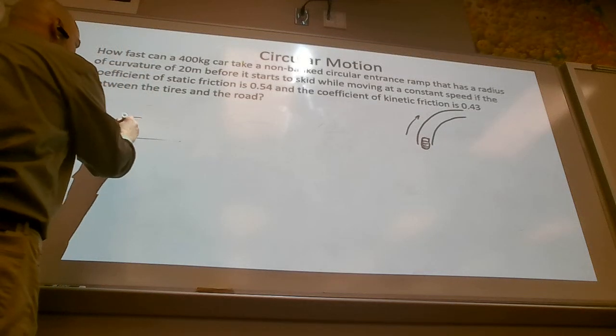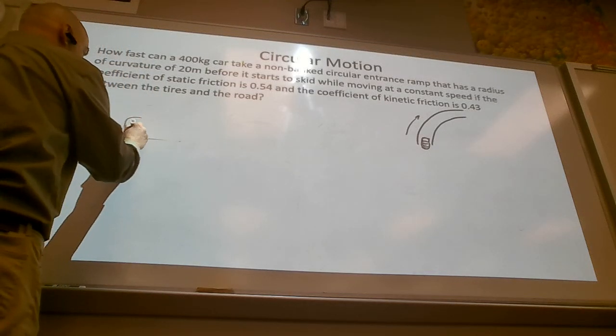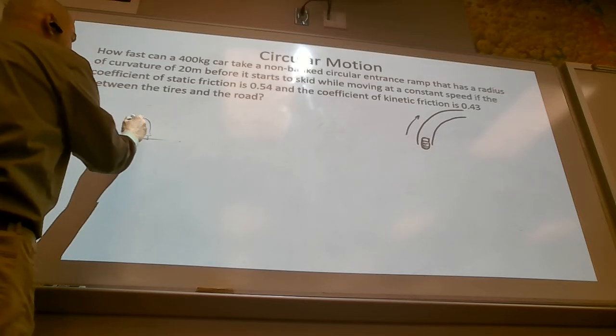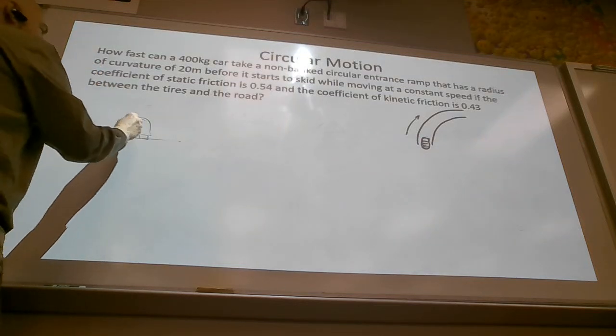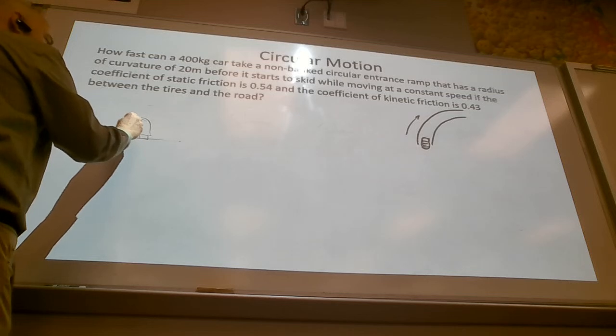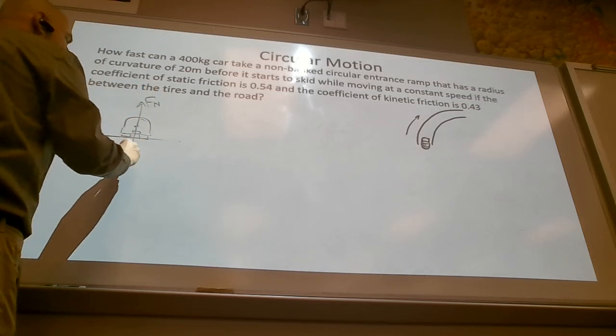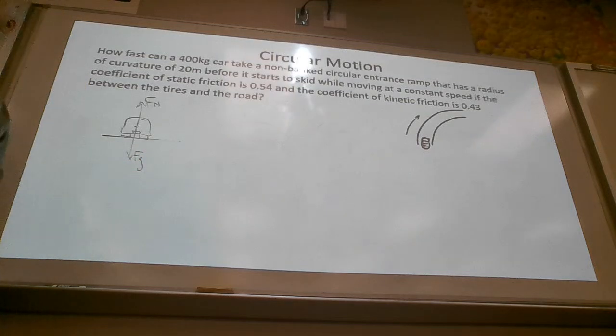Okay. So here's the back of your car. Okay. License plate. Free body diagram. What forces are acting on it? Normal force, gravity, and need one more. Friction acting which way?